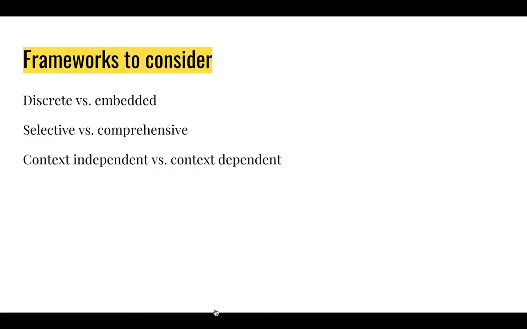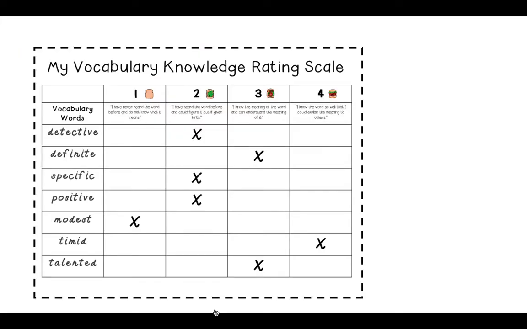Selective versus comprehensive asks the question of how large of a word set to focus on. Are we being very selective? Are we talking about comprehensive word knowledge? And then there's context independent versus context dependent. Context independent, again, has probably fallen out of favor, where it's definitional. Context dependent is where you want to know, can the student encounter a word in different contexts and be able to negotiate the meaning of that word.